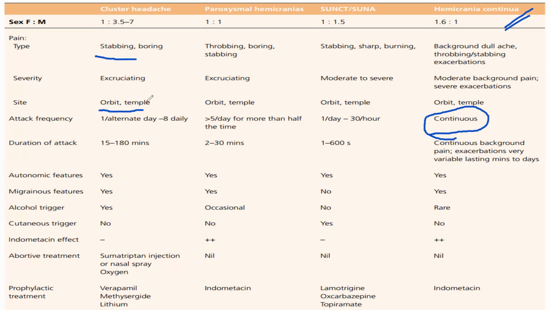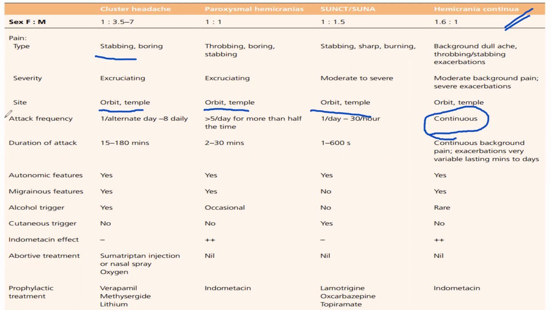As I told earlier, trigeminal autonomic cephalalgia will involve the first division of the trigeminal nerve. But trigeminal neuralgia will involve the second and third divisions of the trigeminal nerve. So that you should remember. All of those headaches will be involving orbit and temple. So orbit and temple. Okay.